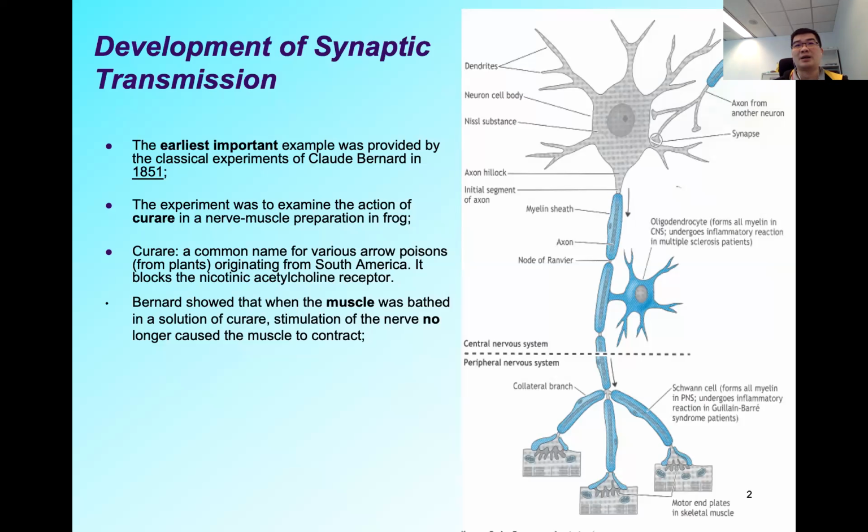If you go to the live market and see how people sacrifice those frogs for their meat, you can see that after chopping off the head, the muscle can still move. In this experiment, the scientists took the muscle, still with the nerve-muscle preparation, and examined a chemical called curare. Curare is actually used for hunting in South America. It is a toxin from plants.